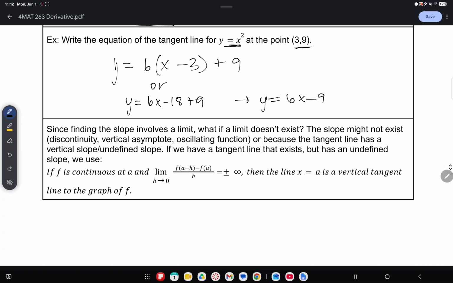Okay, so what if a slope doesn't exist? Let's say we find the limit and we get either of the infinities. Then what we have is a vertical tangent line. So our equation will become whatever the x value is, x equals a, as the vertical tangent line.